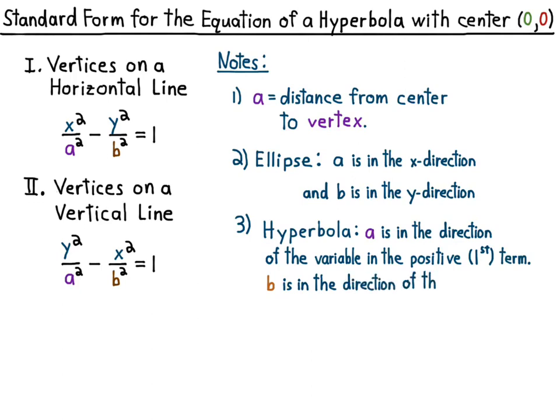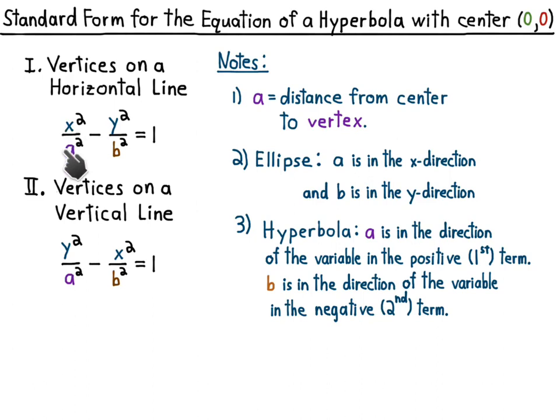So b is in the direction of the variable in the negative, I wrote that in an interesting order, in the negative or second term. So on this second type, you would go b in the x direction. So from the center, you would go b to the right and b to the left. And you would go a up and a down because it's in the y direction.